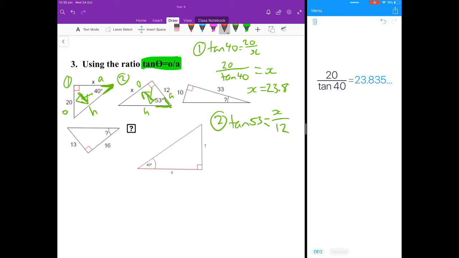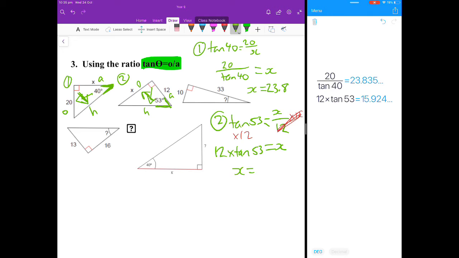When we've got the number at the bottom, we need to times both sides by it so that we can cancel them out. So let's cancel out the 12 by timesing everything by 12. We end up with X on our right and 12 times tan 53 on the left. As always, chucking it into a calculator and we find out what our answer is. So X equals 15.9. Awesome.